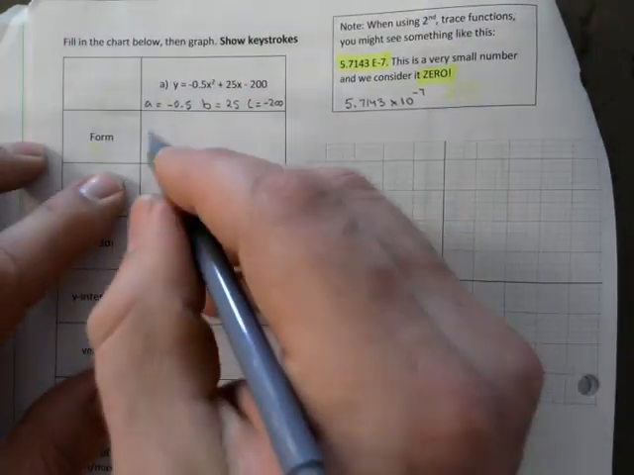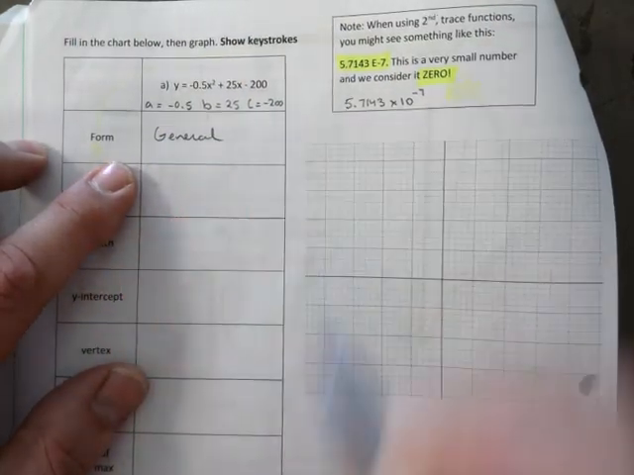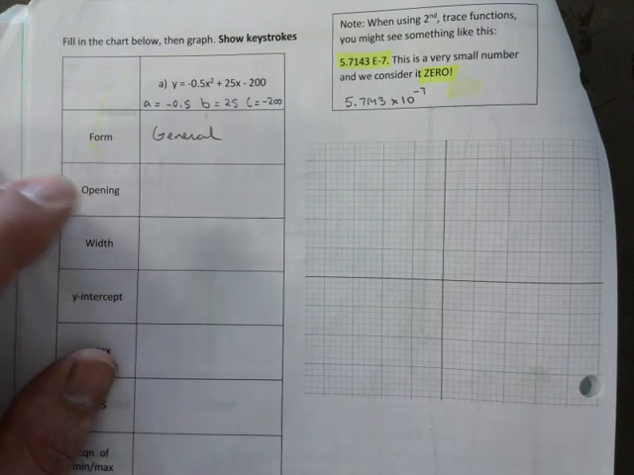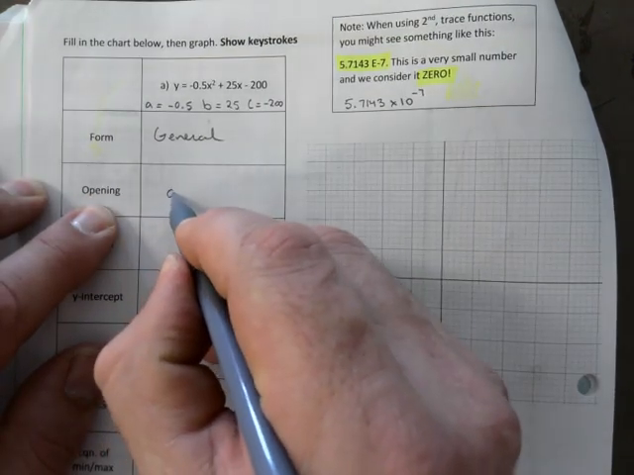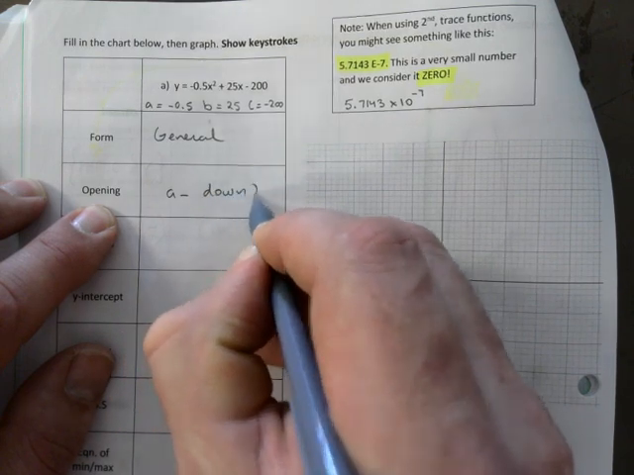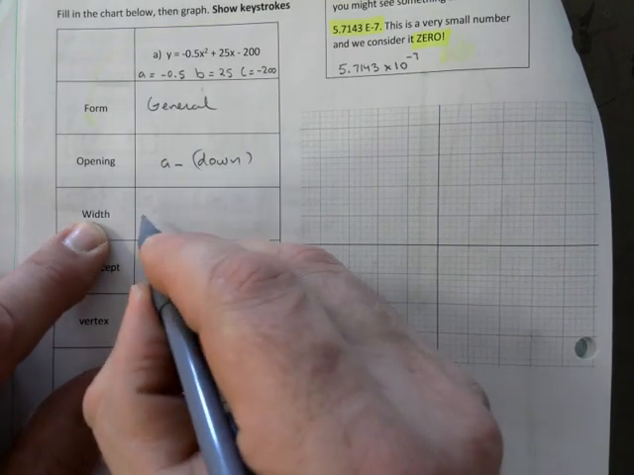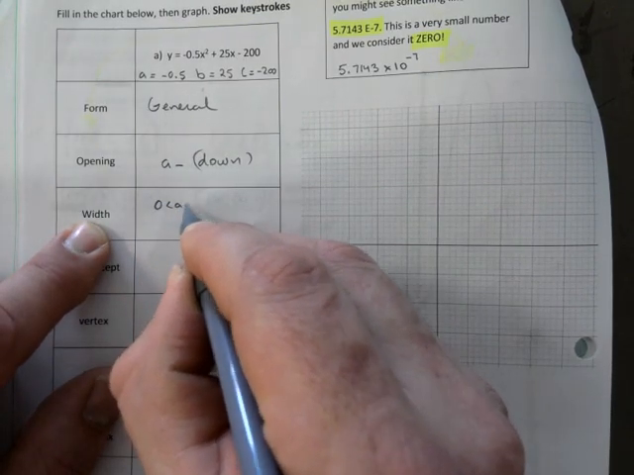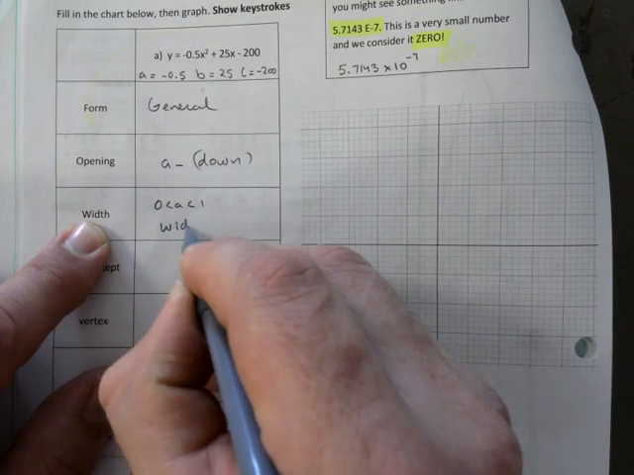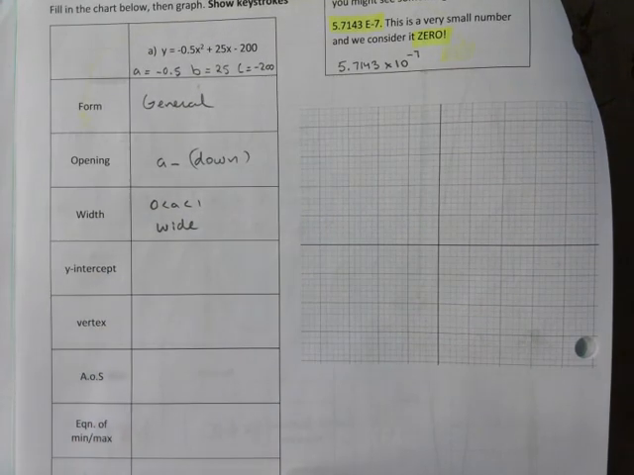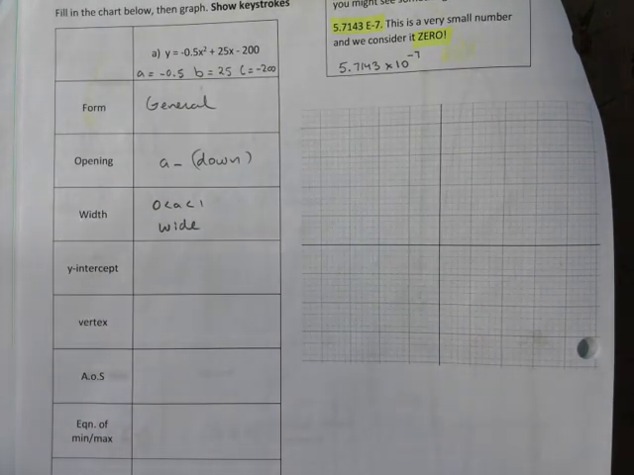Okay. So you would have to agree with me, this is in general form. Whether you disagree or agree, you have to agree with me today. There are no brackets, right? Opening, well, A is negative, so this will be down. Soon you won't have to do all of this, but I still need you to do this. Width, A is between 0 and 1, so this is actually a wider curve. Y-intercept, vertex, all of that fun stuff. We're going to do that now. Okay, grab your calculators.